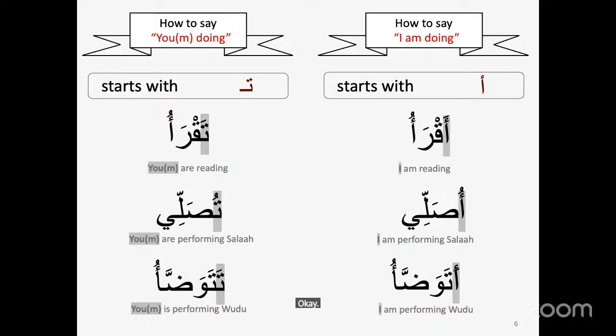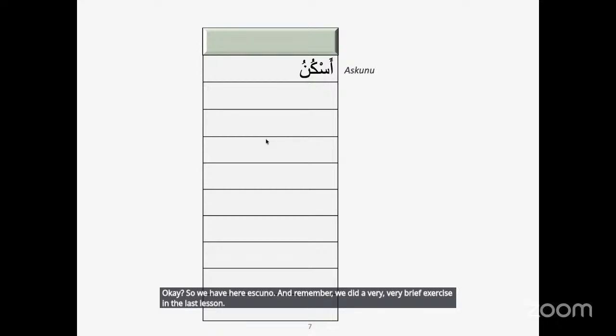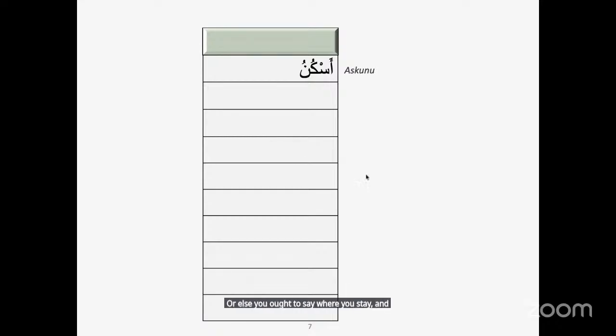Okay, good. تمام. Well, let's consolidate with the new lesson. So we have here askunu. And remember, we did a very brief exercise in the last lesson where I asked you all to say where you stay. And some of you said, right? You said where you stay. We'll learn a little more about that today.